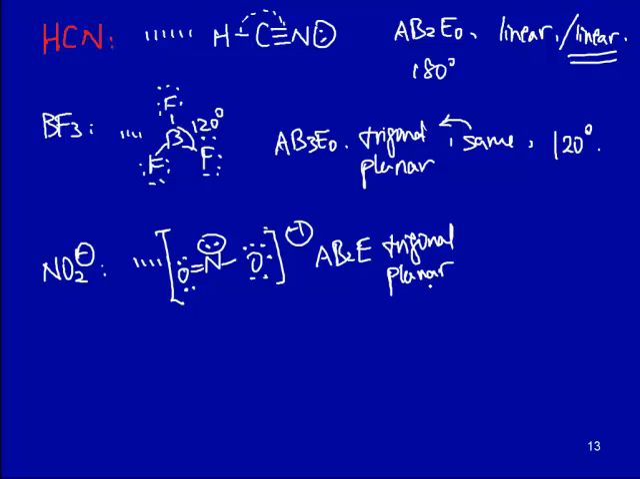Trigonal planar for the electron group geometry. However, they only have 2 linked, and the molecular geometry will be bent, and the bond angle in this nitrite ion will be less than 120, approximately 118 degrees.